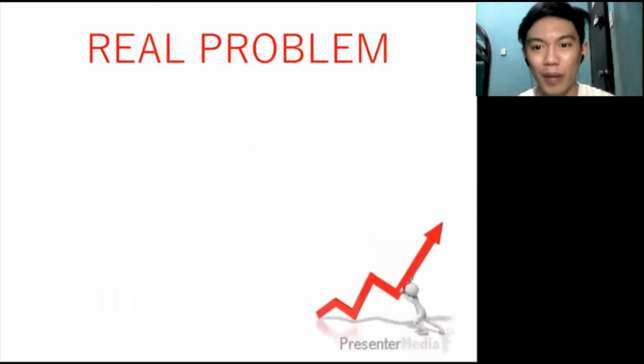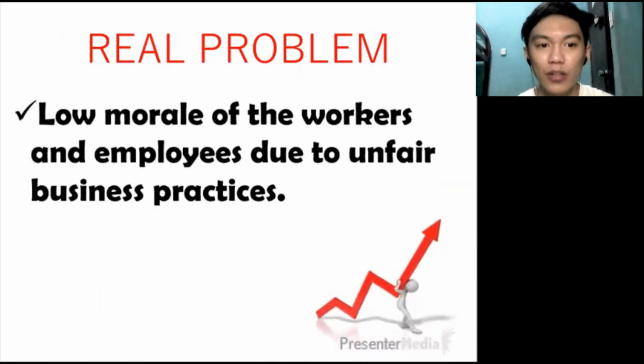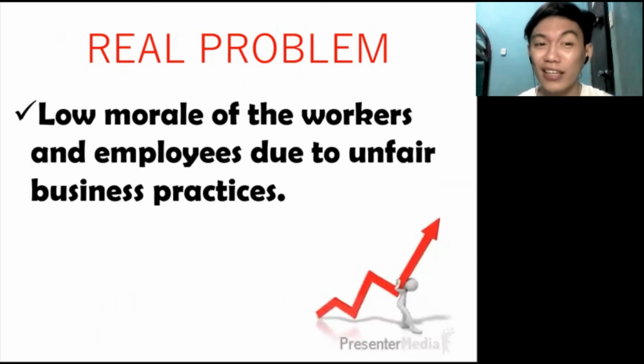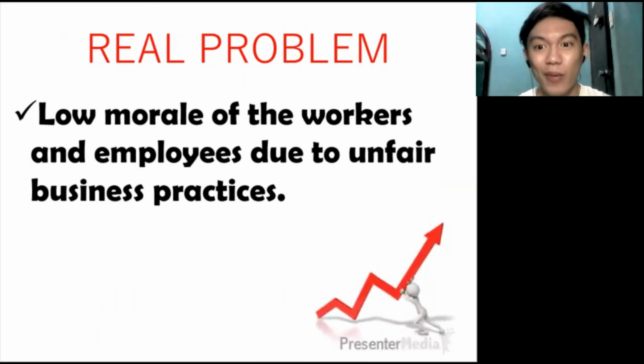What would be the real problem? Okay? So the real problem would be the low moral of the workers and employees due to unfair business practices. Syempre kung mali nga naman yung business practices nyo at saka unfair yun, 'di ba? Talagang magiging low moral yung magiging mga workers mo. Syempre tatamarin rin sila. Yun yung nakikita nating totoong problema. Syempre hindi naman natin maiwasan na kapag talagang mali talaga ang trato sa iyo, 'di ba, ng inyong mga employer, yung mga ganyan, syempre tatamarin ka as an employee, 'di ba? So, yun yung magiging isa din sa mga totoong talagang problema.